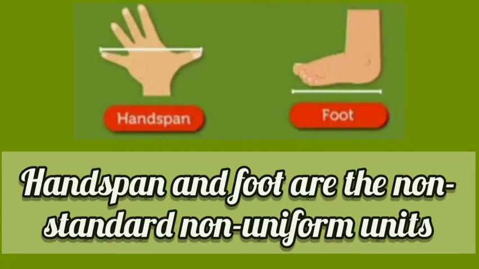Hand span and foot are non-standard, non-uniform units, which means that the measurement of the book and table taken with my hand is different from your hand measurement, because the size of your hand and foot are smaller than the size of my hand and foot.